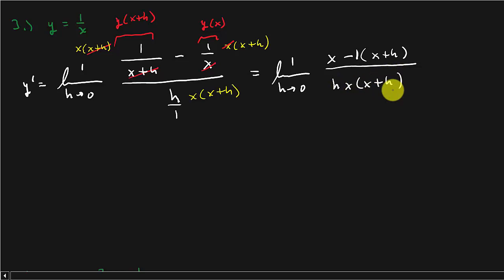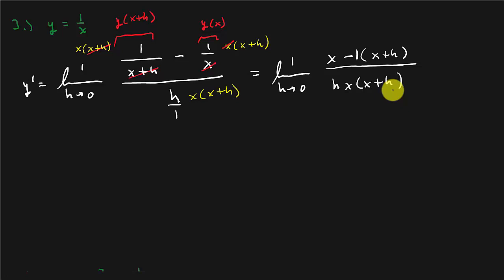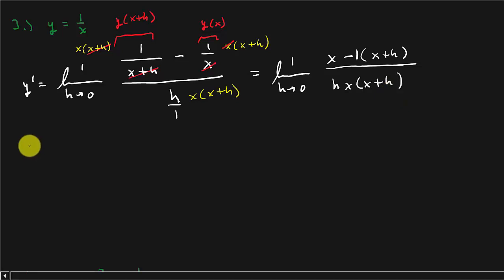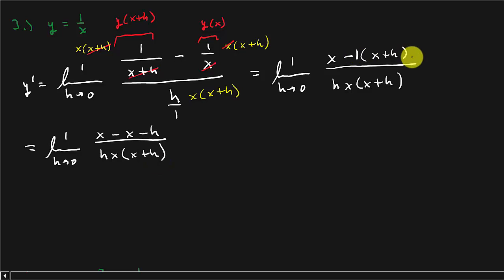So what it's done is it gets rid of the fractions for you, and now it makes it easier to simplify. So now we have the limit as h goes to 0 of x minus x plus h over h times x times x plus h. I just distributed the negative 1. And so this is the limit as h goes to 0 of negative h over h times x times x plus h.